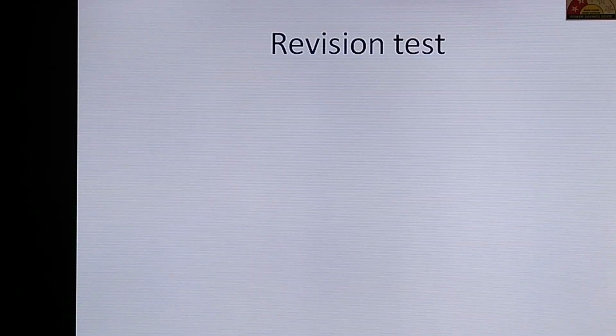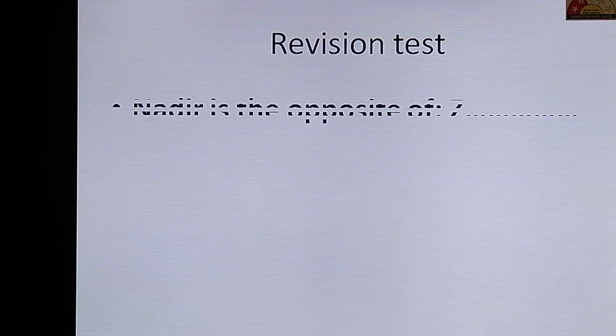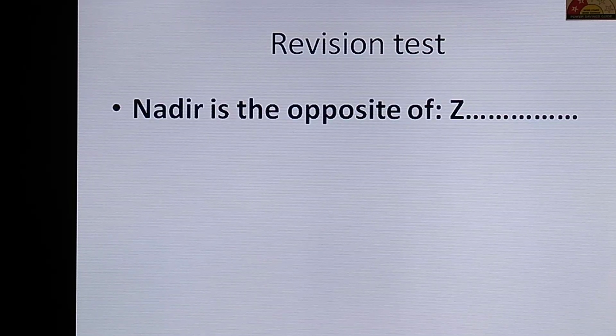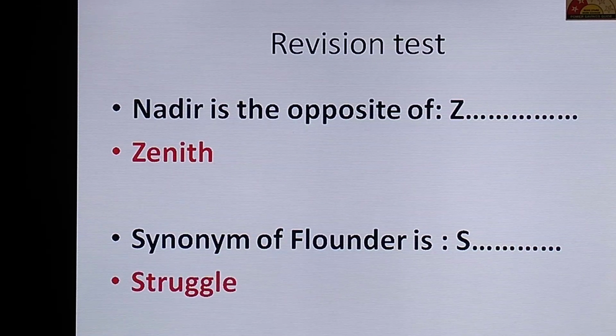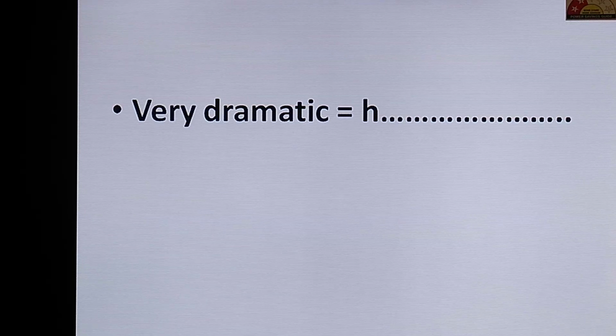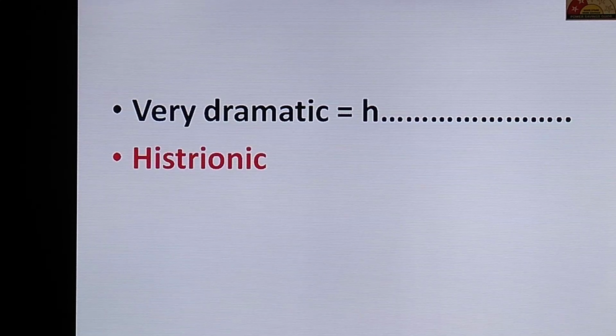Before we go into new items, let's do a revision of what we learned yesterday. Nadir is the opposite of zenith. Synonym of flounder is, or flounder means, it begins with the S, struggle. Let's go to third. Very dramatic, one word, begins with H. It's histrionic. Did you get it right?